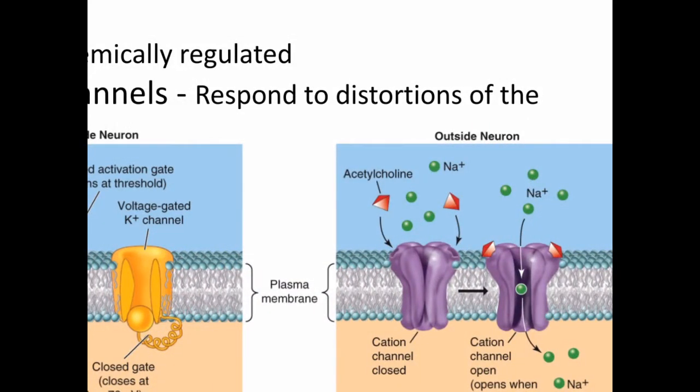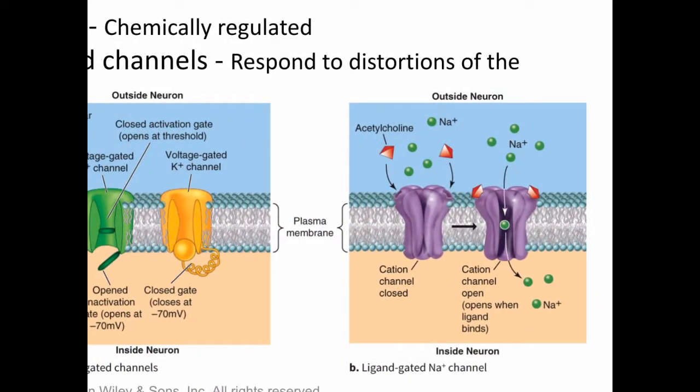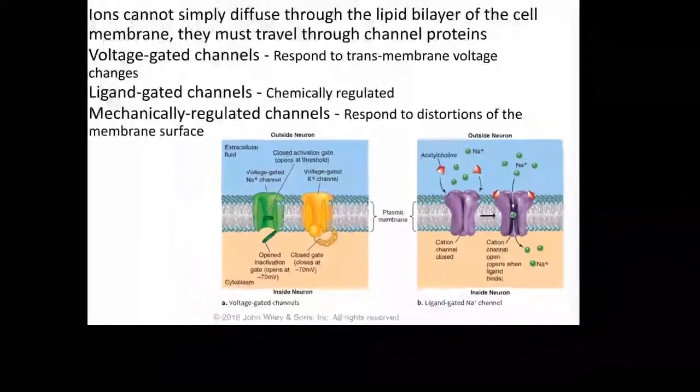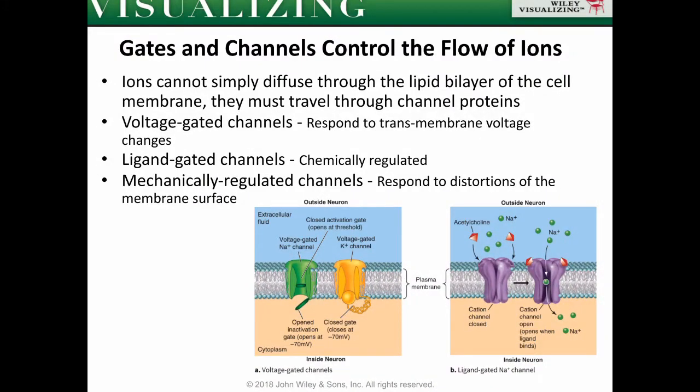So this is your ligand-gated channels. Here, you have spaces for the neurotransmitters. The ligands are the neurotransmitters. You have acetylcholine, for example, and these are nicotinic acetylcholine receptors. Once the ligand binds to your receptor, it opens and allows your ions to pass through.